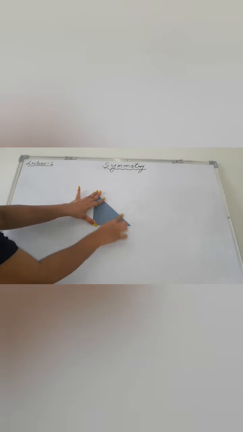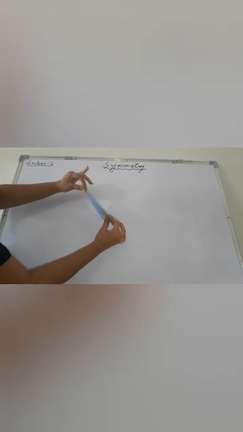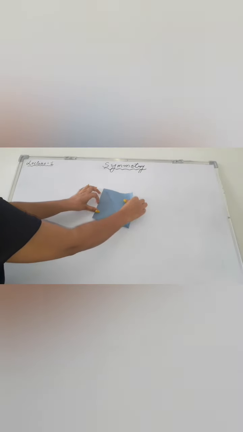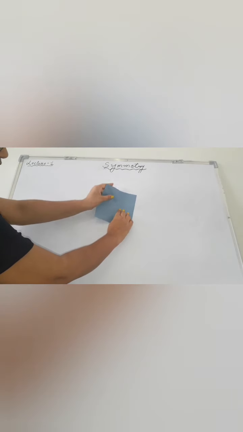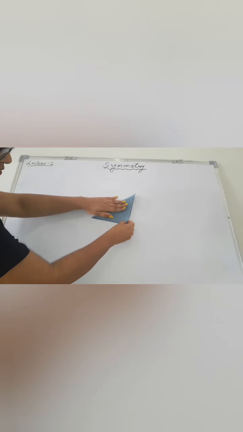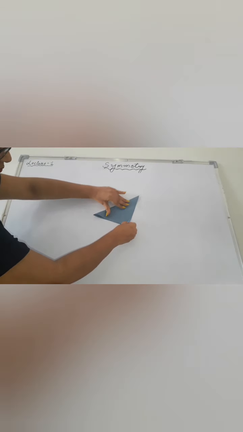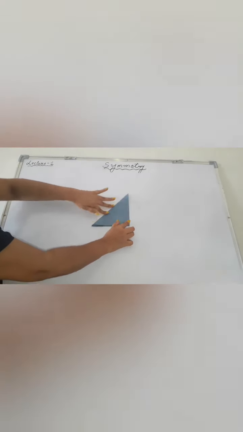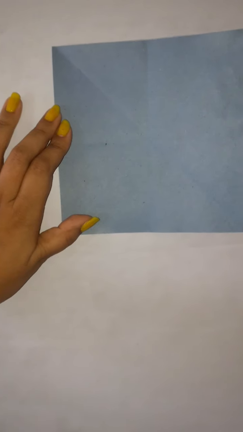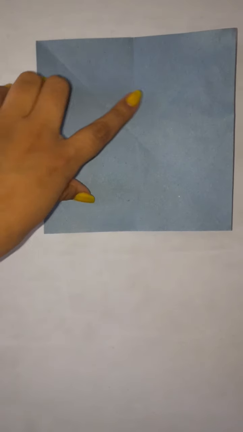then it again overlaps with each other, and it has a third line of symmetry, and then again from this corner to this corner, it has a fourth line of symmetry, right? So the square has four symmetrical lines. As you can see, 1, 2, 3 and 4.